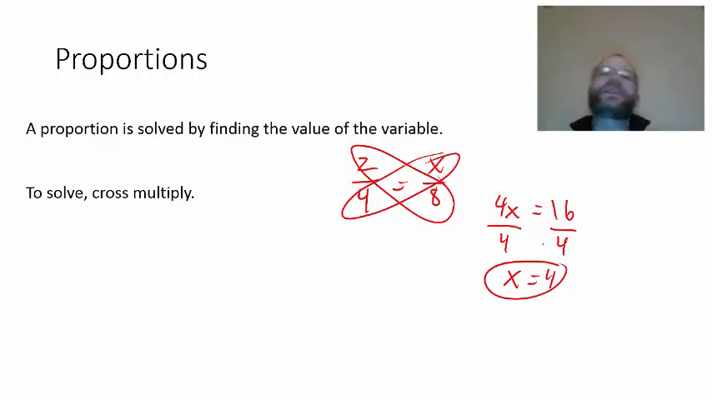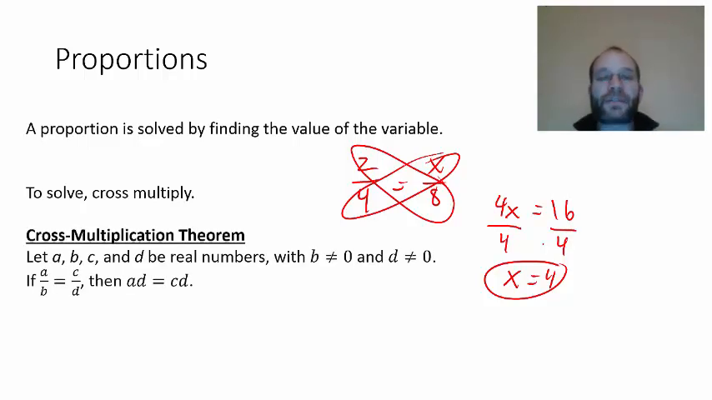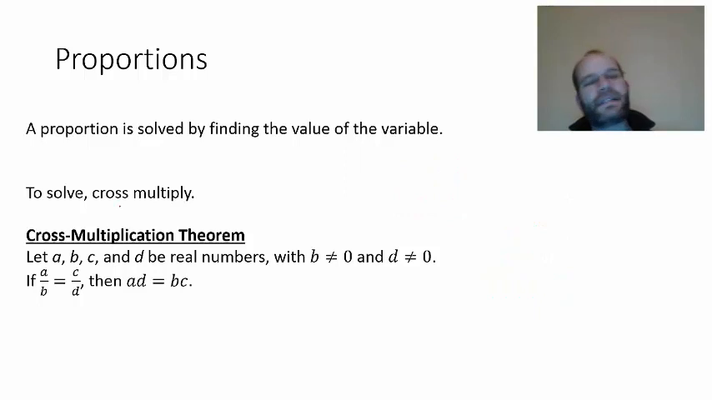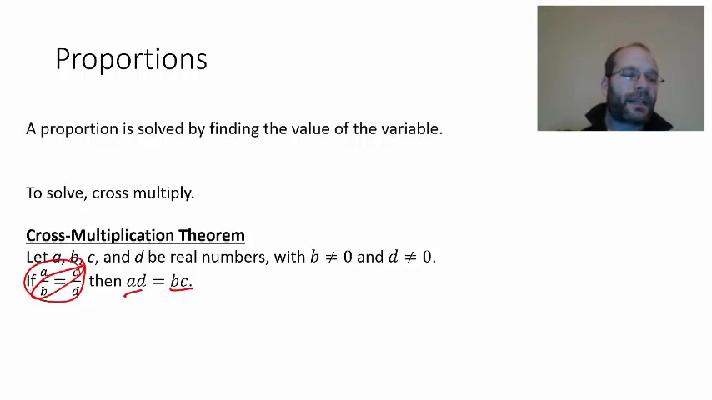We need to ask the question real quick, why does that work? In fact, we have a rule, it's called the cross multiplication theorem, and you know that shortcuts called theorems we usually prove. The rule says that let a, b, c, and d be real numbers with b not equal to 0 and d not equal to 0. If a over b equals c over d, there's our proportion, then AD equals BC. There are our cross products, AD and BC. How do we prove it true?